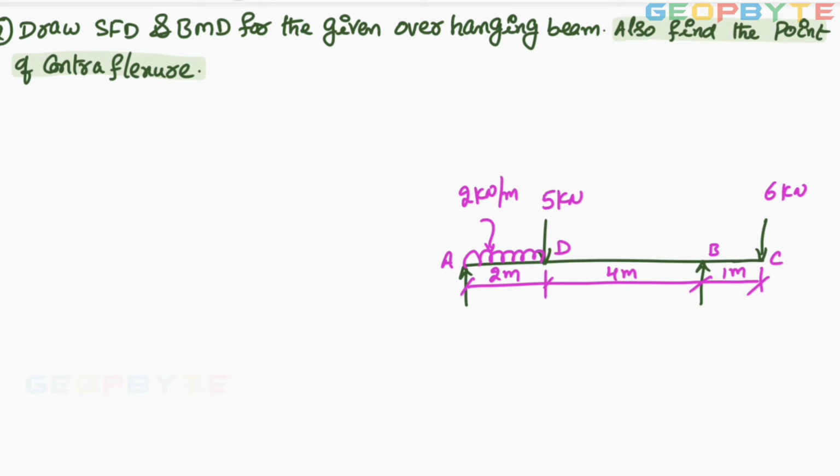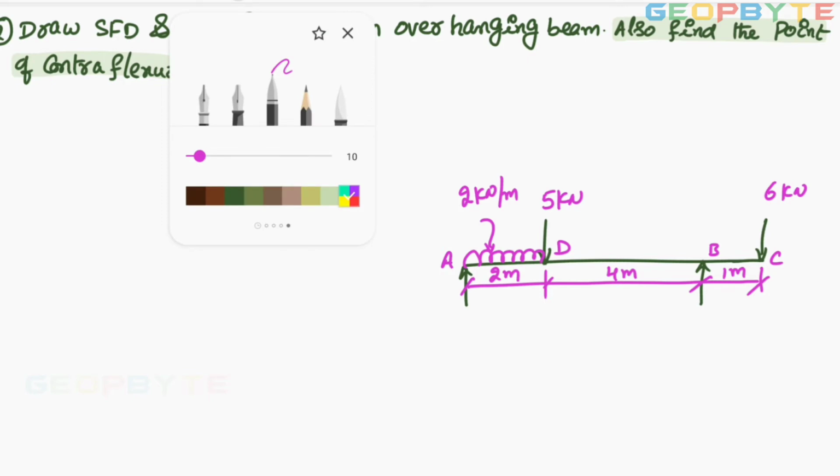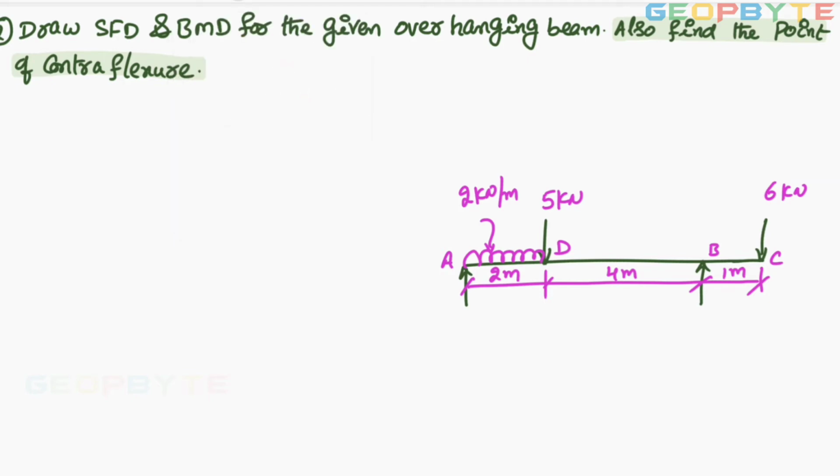First you need to find RA and RB. Let RA be the reaction at A, and RB the reaction at B. RA plus RB equals the sum of the loads: 6 kilonewton point load plus 5 kilonewton point load plus UDL multiplied by UDL distance, 2 into 2, because the sum of the reactions equals the sum of the loads. So RA plus RB is 15 kilonewtons.